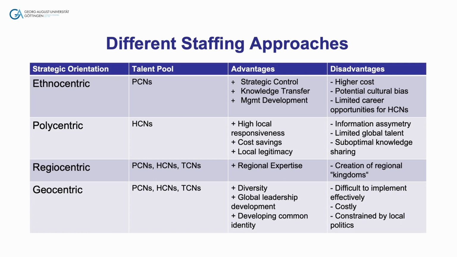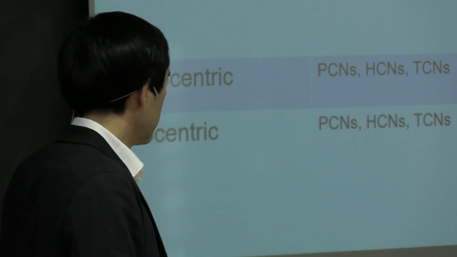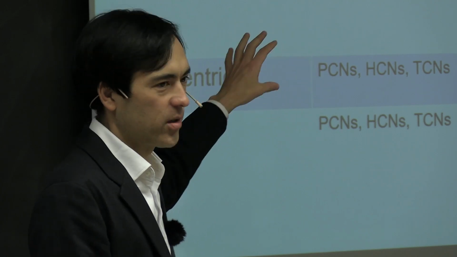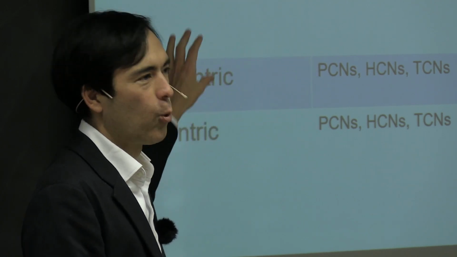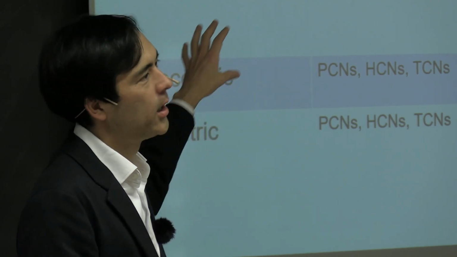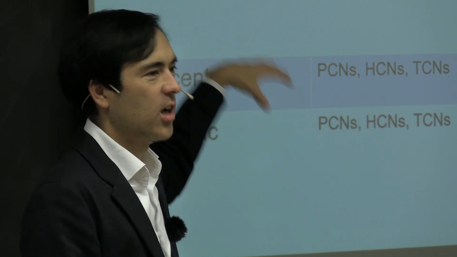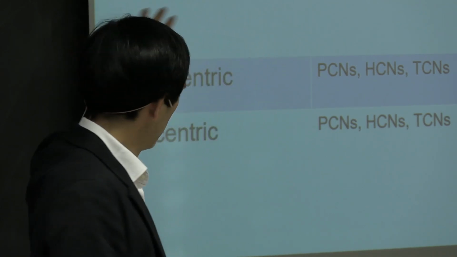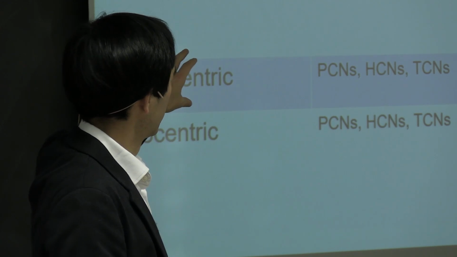Then the next approach will be the polycentric, or in terms of global strategy, that would be multi-domestic strategy, so a high degree of localization. How do you achieve that in terms of staffing? And the answer is very simple. You hire locals. When in Spain, you hire Spanish managers, also in key positions. When in Germany, German managers. When in Argentina, Argentinian managers, and so forth. You would hire host country nationals.